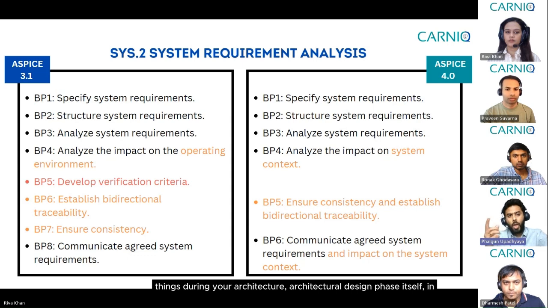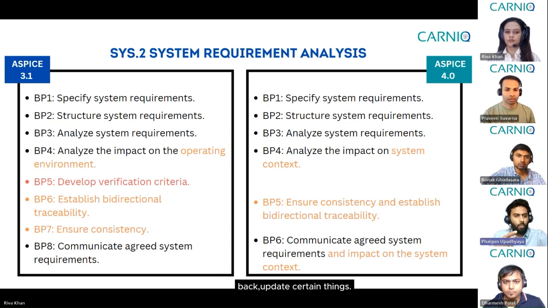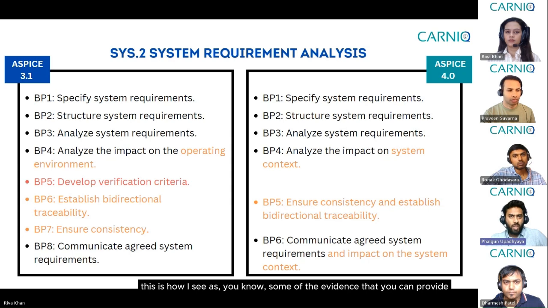during your architectural design phase itself. In which case, it would be an iteration. That means you derive a system requirement, you go update your architecture, do the analysis there, come back, and update certain things. This way, it can also act as evidence that, hey, I have derived the requirements, I checked for this input signal which modules are getting affected and what kind of time criticality it has, and then you can show this as evidence. This is how I see some of the evidence that you can provide for analyzing the impact on the system context.